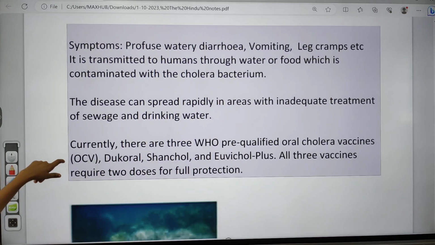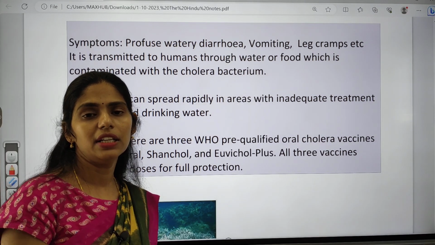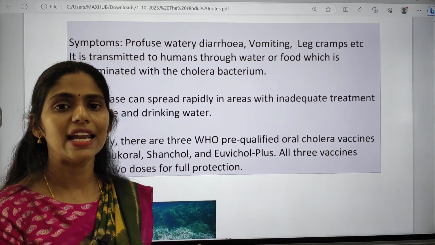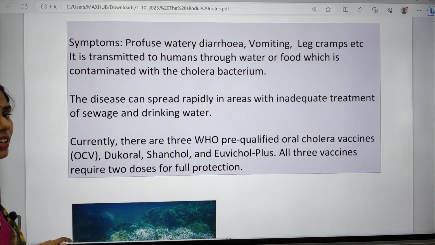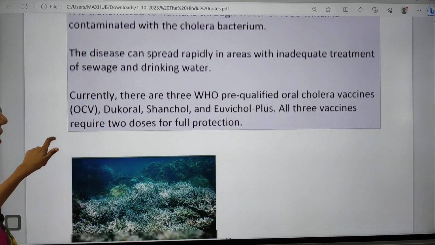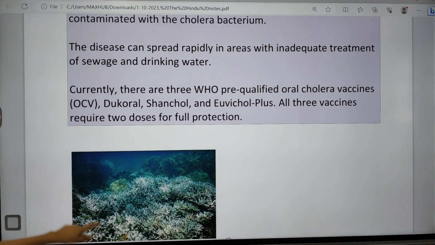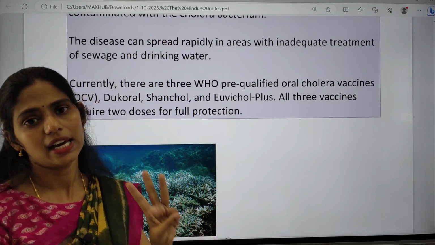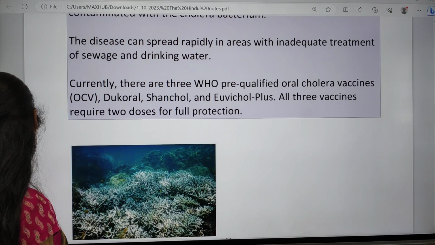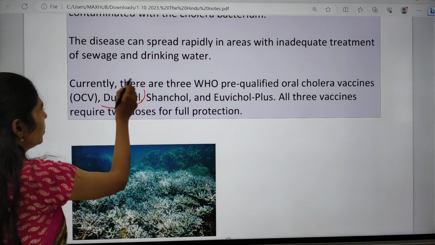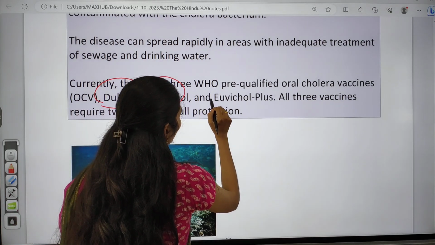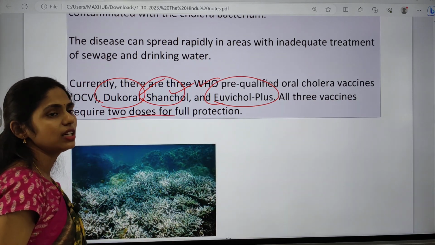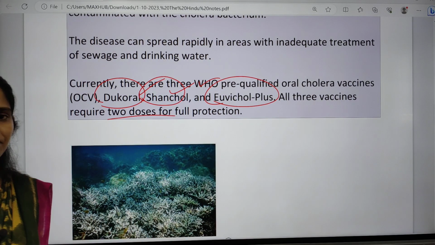And we can see a high incidence of cholera in areas where there is no proper sanitation and no proper treatment of drainage and sewage water and even drinking water. Currently, WHO, that is World Health Organization, has pre-qualified oral cholera vaccines. So we have 3 oral cholera vaccines, that is Dukoral, Shanchol and Euvichol-Plus. All 3 vaccines require 2 doses for getting full protection against cholera.